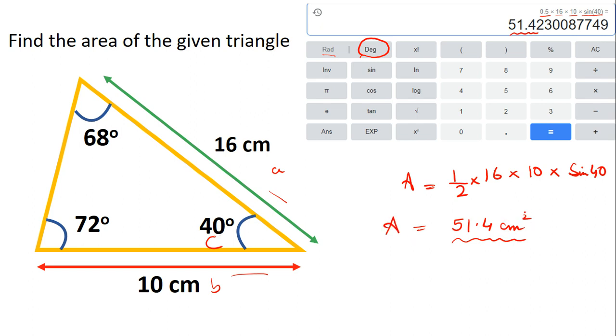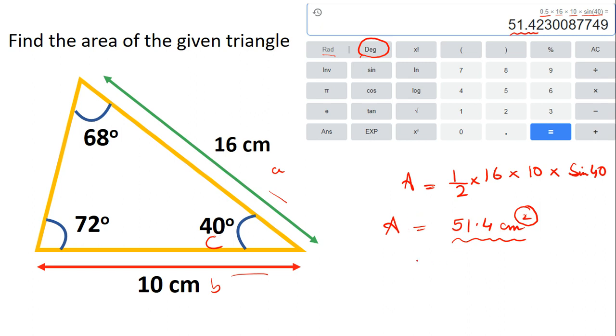That's how you find it out. And make sure that you always write down the square with your area, because the unit for area is always with the square. Either it's meter square, centimeter square, kilometer square, whatever it is, it always has to be with this small 2 up there. That's called the square. So your final answer is 51.4.